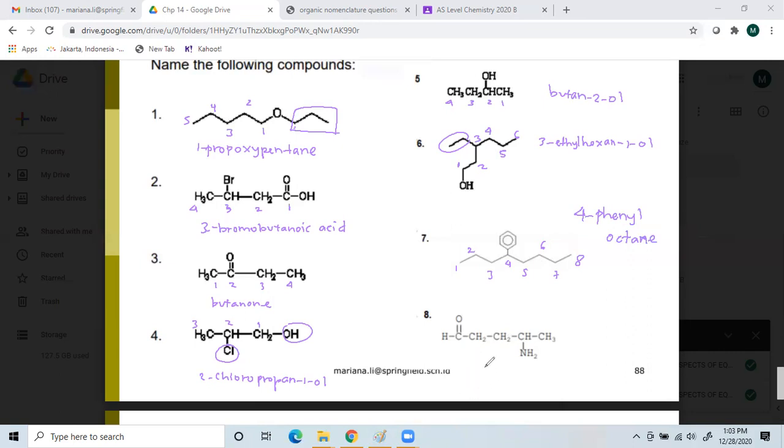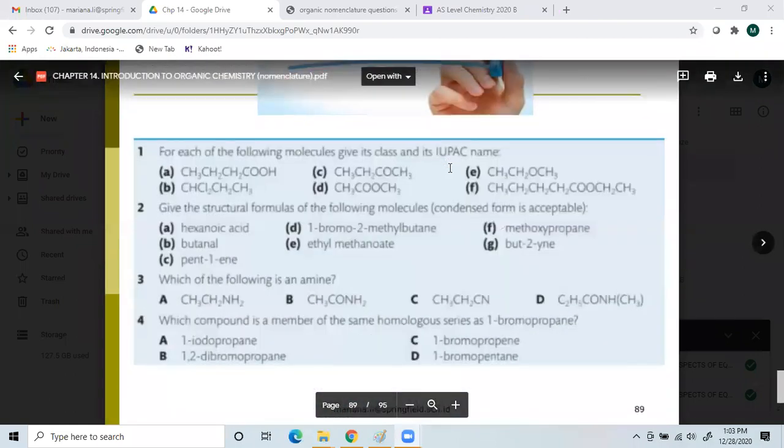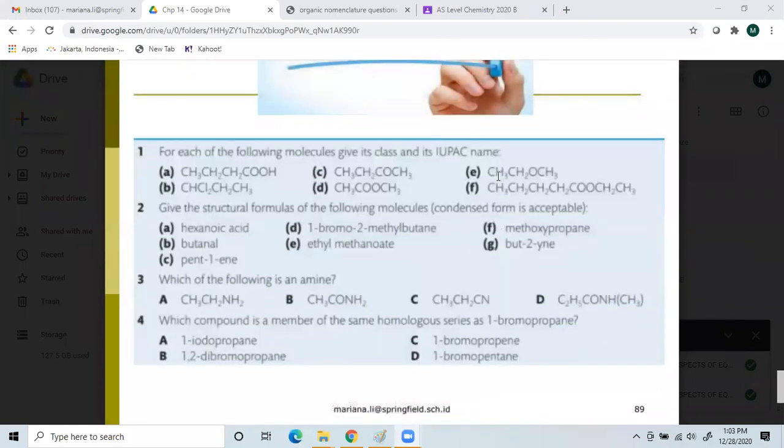Number 8, what are the functional groups here? Okay, this is an aldehyde, this is an amine. Aldehyde has the higher priority. 1, 2, 3, 4, 5. So 4-amino, 5 C's and an aldehyde, so 4-aminopentanal. Pause again and try to solve this.